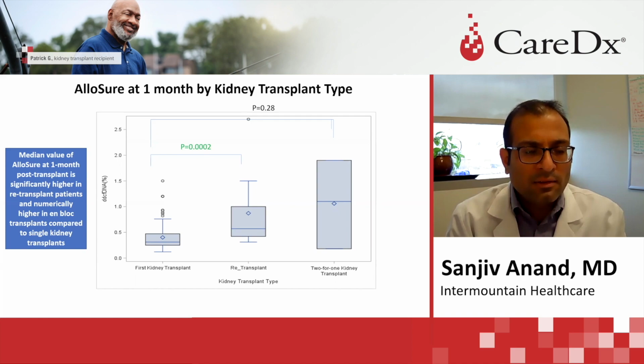And this is median donor-derived cell-free DNA at first month. And as you can see, there is a significant difference between donor-derived cell-free DNA for first-time kidney transplant versus repeat kidney transplant. There was also a higher value noted in 2-for-1 kidney transplant, but that did not reach statistical significance.